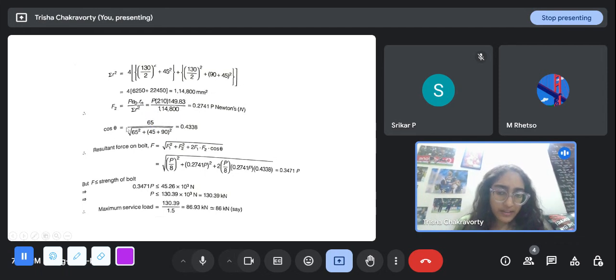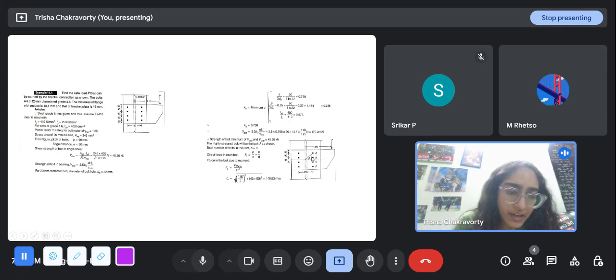Now the cos theta is the angle between the two, right? So how do you find out? See, this is theta. Why? Because if you see, this is the direction of application of the shear, which is vertically downwards, and the line of application of the torsional force is perpendicular to this radius. So we know that the angle between the vertical line and this perpendicular line is theta.